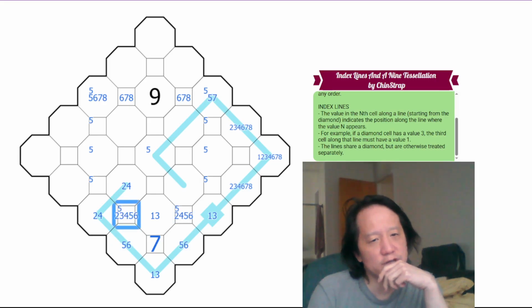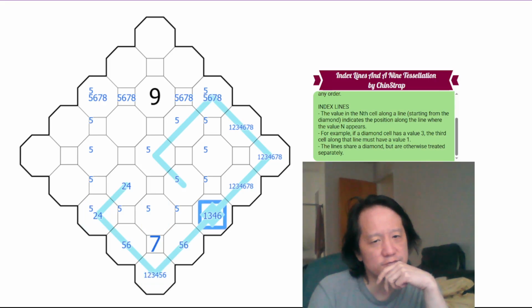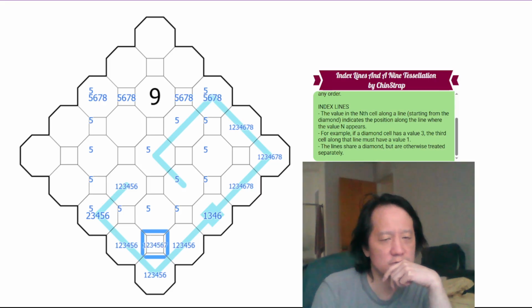Yeah, I'm still not grokking the underlying principles of tessellation yet. So this cannot be 7 here.